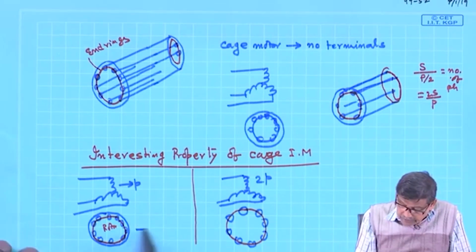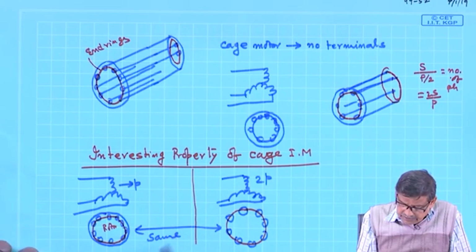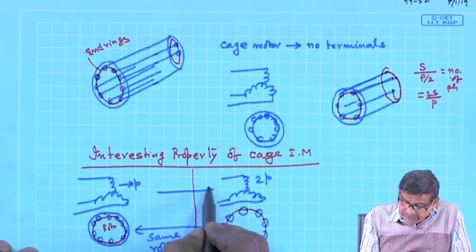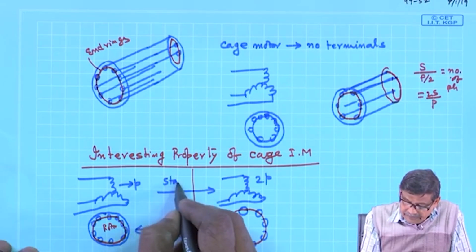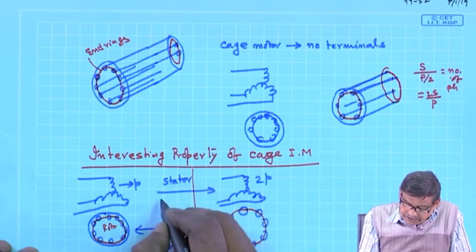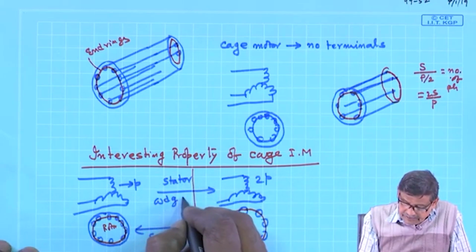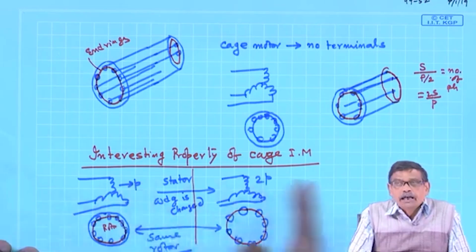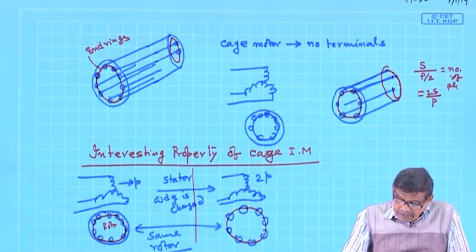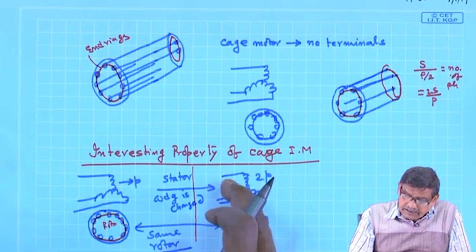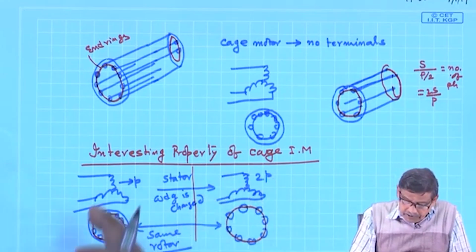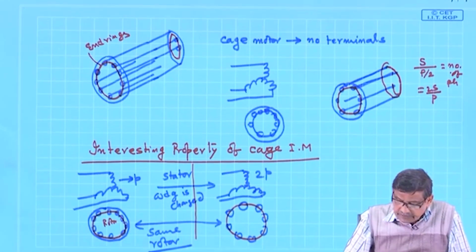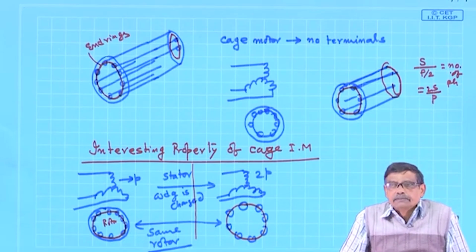Rotor, same rotor. Rotor I will not change. Stator is changed. Stator change means stator winding is changed. One for p poles, another for 2p poles. And once again you energize this machine and this machine, in both the cases the machine will rotate.